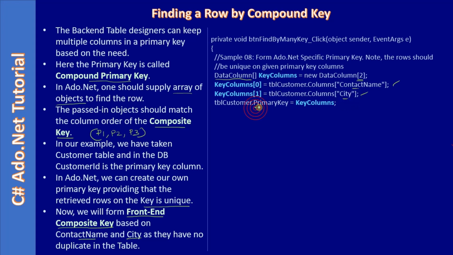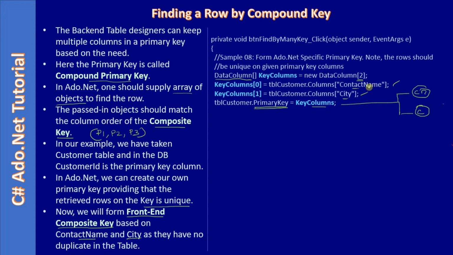Next, here we are calling the PrimaryKey property on our table, and we supply our key columns. We know that this key column now contains 2 components. One is contact name and another one is city, right? Contact name and city. So now the primary key here is the composite key columns.